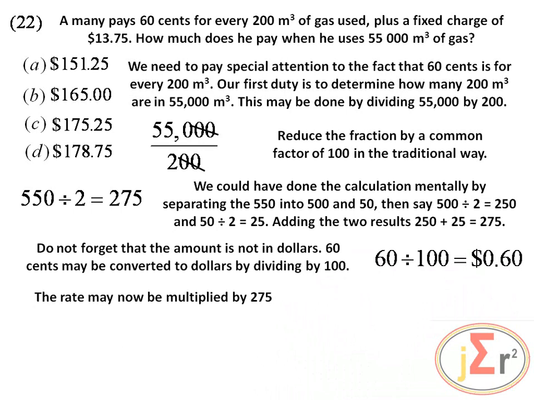The rate may now be multiplied by 275. So our rate of 0.6 multiplied by 275, and we have $165. That is represented by option B.